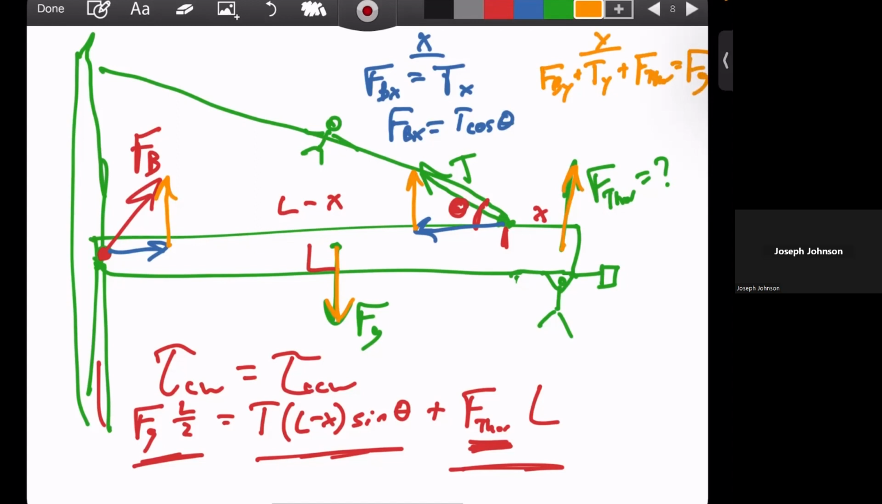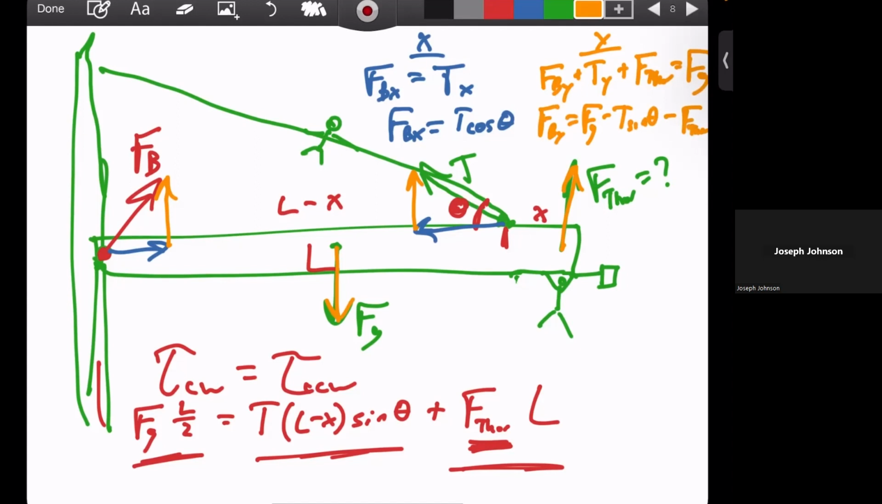So FBY is going to equal FG minus TY, which is T times the sine of theta, minus F Thor, which you found in part 1.